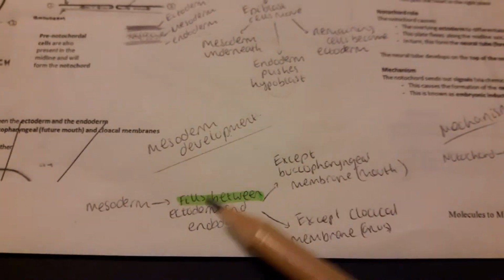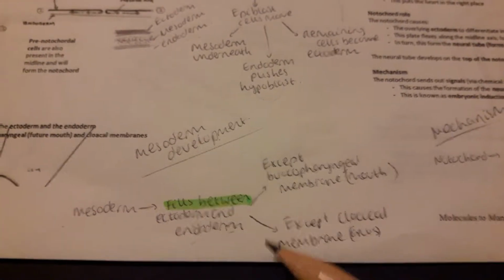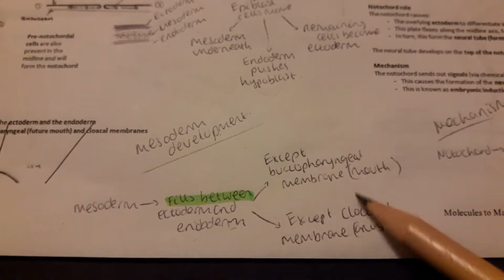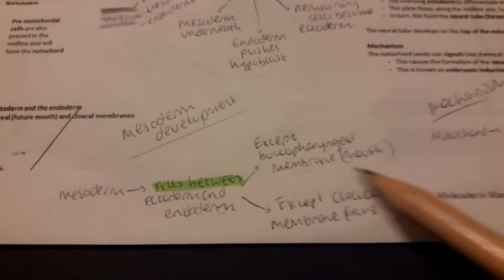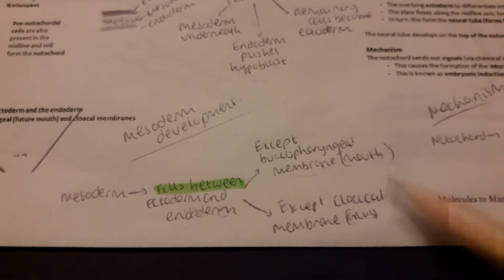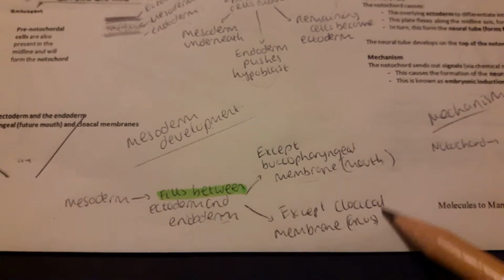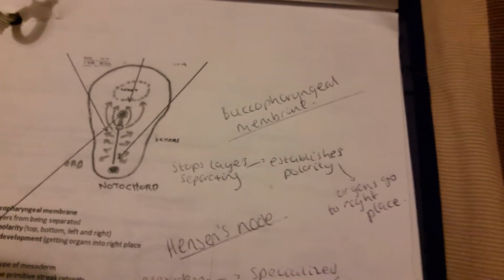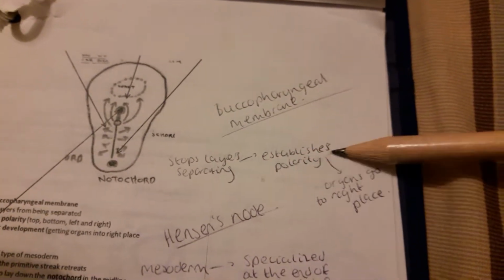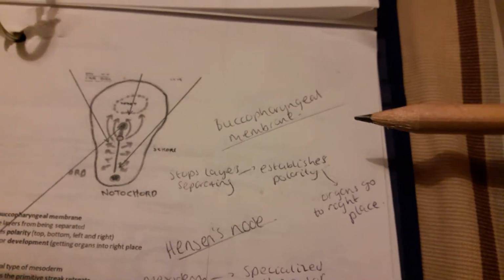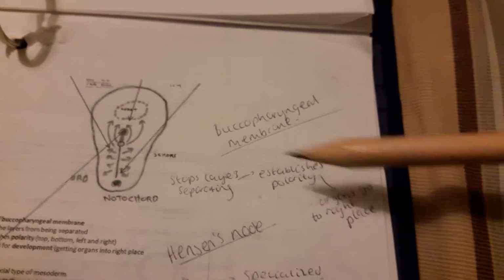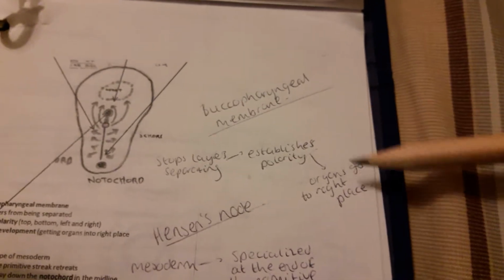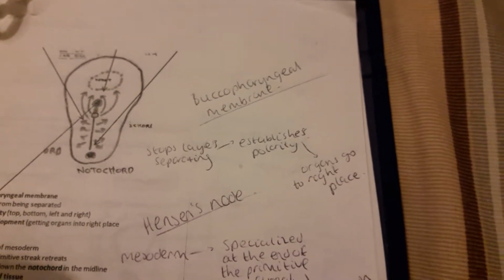Well, the mesoderm fills in between the ectoderm and the endoderm, as I showed here, except at two places. The first is the buccopharyngeal membrane, which is the mouth, and the cloacal membrane, which will form the anus. Now the buccopharyngeal membrane is quite important in embryology because it stops the layers from separating and establishes polarity. So the ectoderm, mesoderm, and endoderm, it stops the layers from separating in order for the organs to go to the right place.